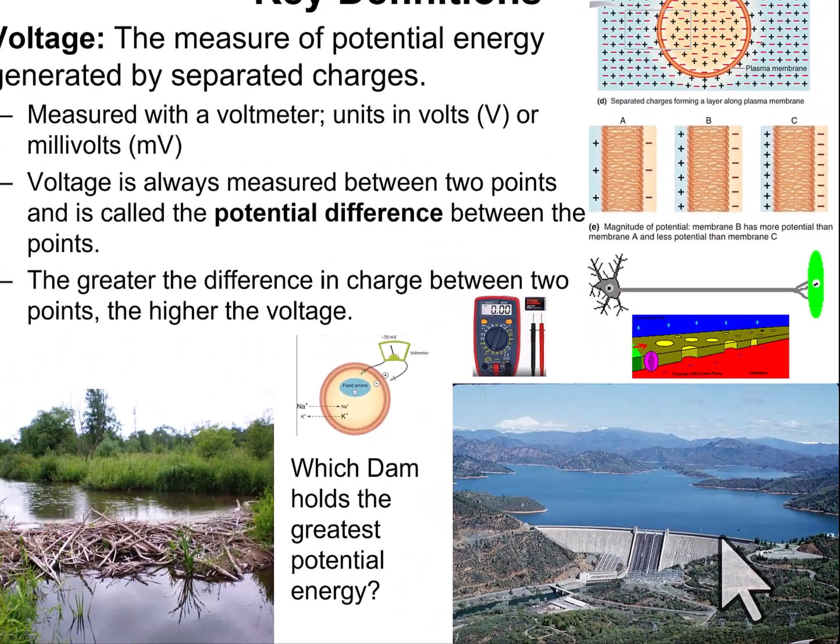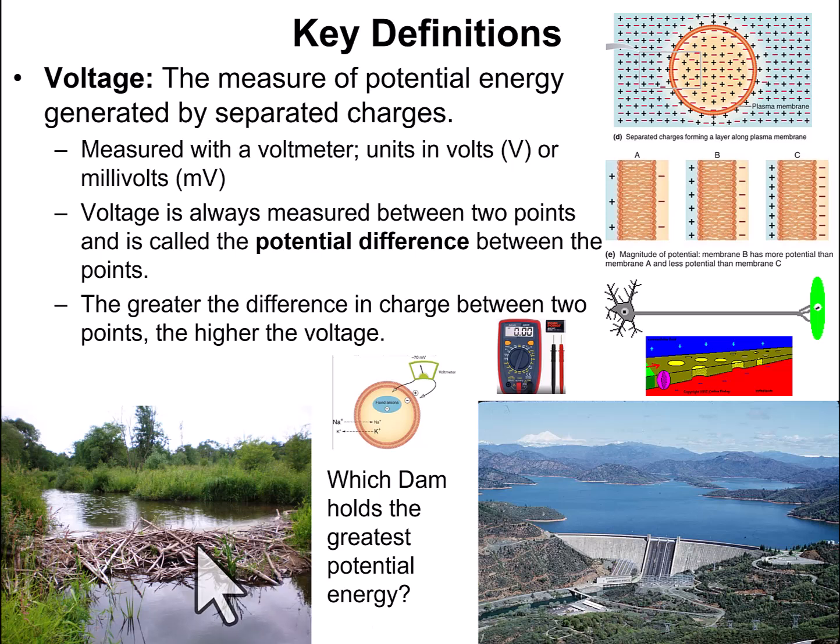A dam has a lot of potential energy, say compared to this beaver dam right here, which has water built up on this side, so there's potential energy, but not a lot of potential energy. This is representing what's happening between these 3 membranes. This has a little bit of a charge difference, a little bit of potential energy, a little bit of voltage difference. This one has a lot more voltage difference.